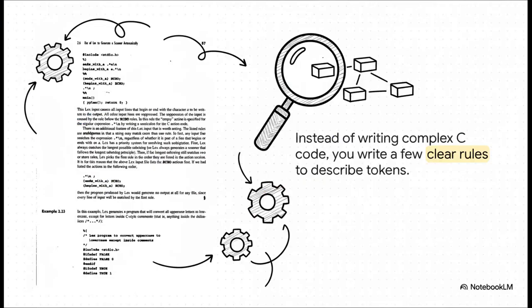Just look at this example of a Lex program. This is so much cleaner than trying to write the same logic by hand. You're working at a higher level. You're just describing what the tokens look like, not getting bogged down in the nitty-gritty of how to find them. It's a huge step up, making things both faster to write and way more likely to be correct.